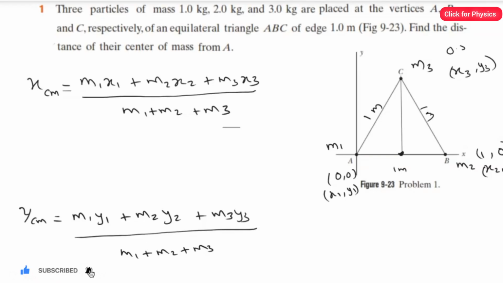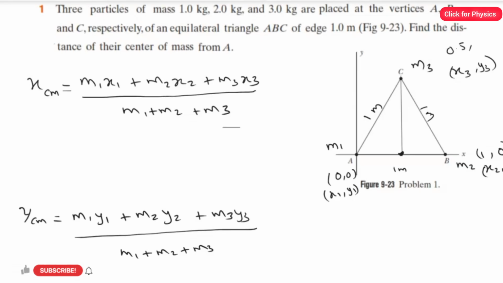How do we write this answer? It's very easy because they mentioned the side. The edge of ABC is 1 meter, so half of 1 meter is 0.5. So here 0.5, here 0.5. So this value is x3, which is 0.5. But we have to find the value of y3. So how to find the value of y3?